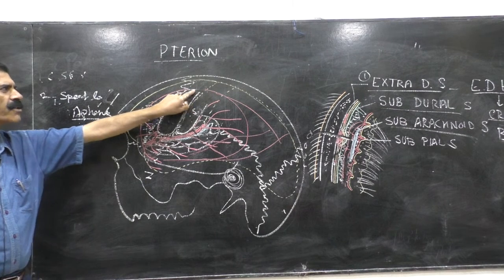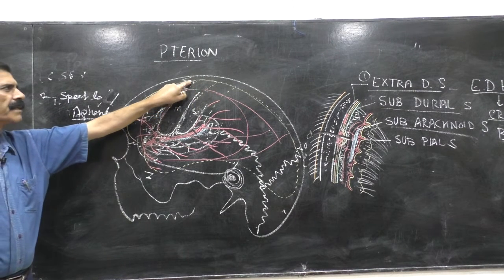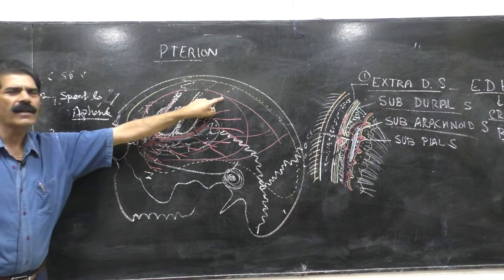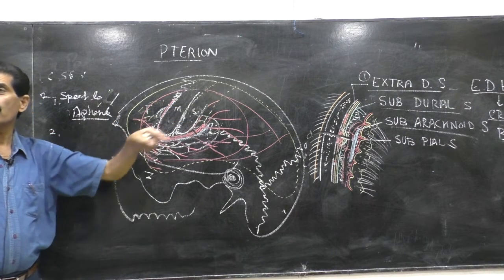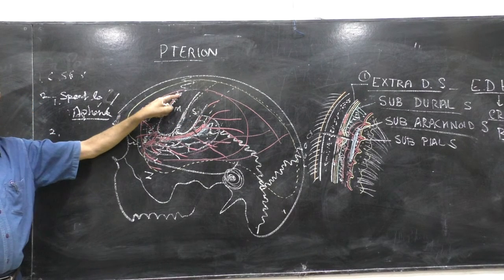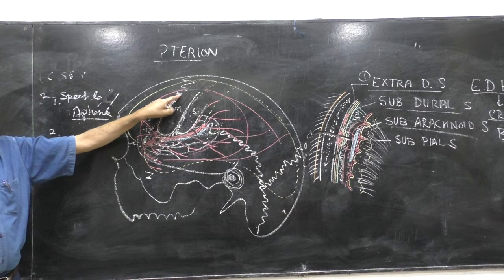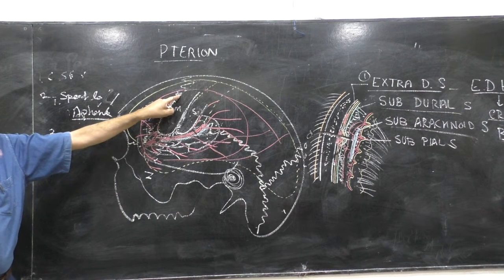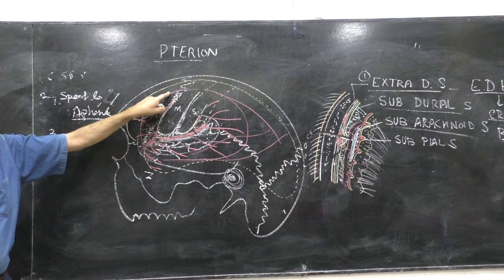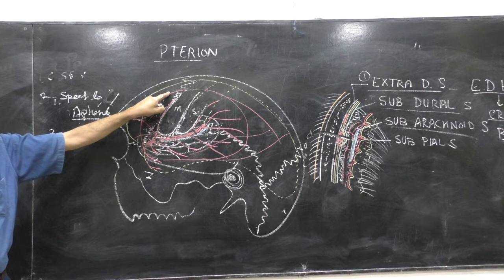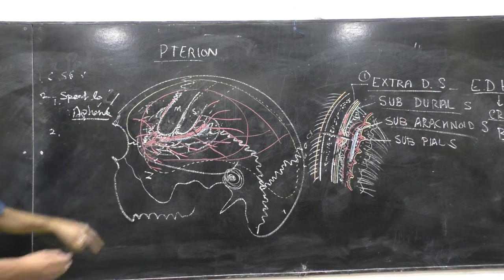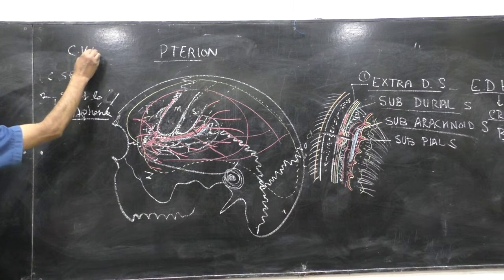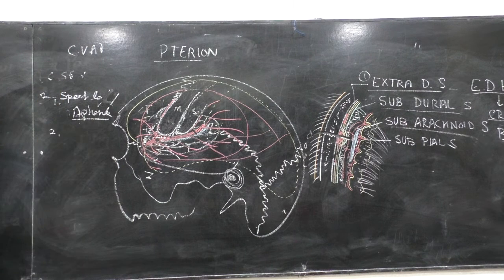This is called the watershed zone. Where the anterior cerebral and middle cerebral meet, this line is called the watershed zone. Because cerebral arteries are end arteries, they do not anastomose. Every artery is a selfish artery, it only supplies its own territory. That is the problem, same as we have done with the coronary artery. That leads to myocardial infarction, here it leads to cerebral infarction. That is called stroke or CVA, cerebrovascular accident. CVA. So this is the problem.